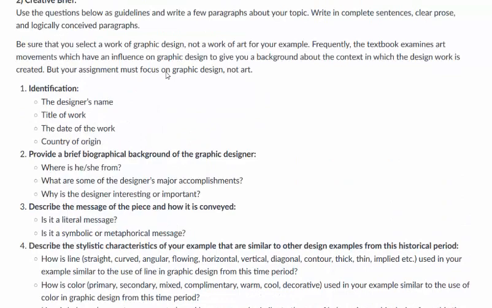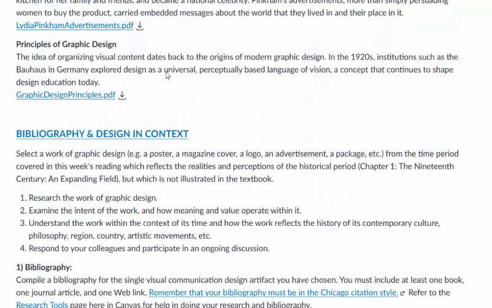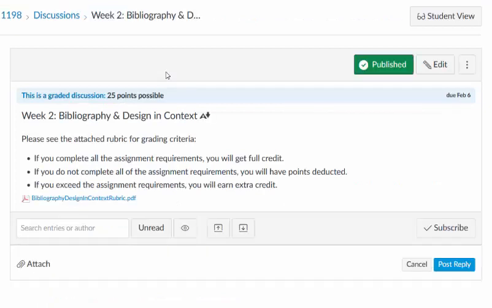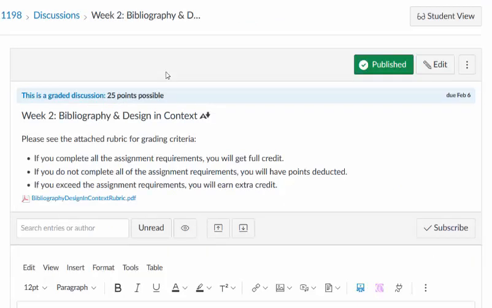Just click this link, which will take you into the discussion board where you can post your assignment. And if you have a look at the rubric, you can see that you have an opportunity to earn extra credit.